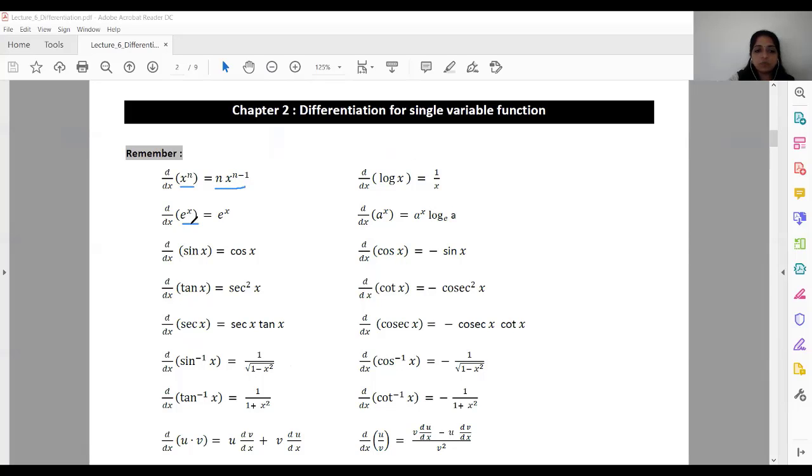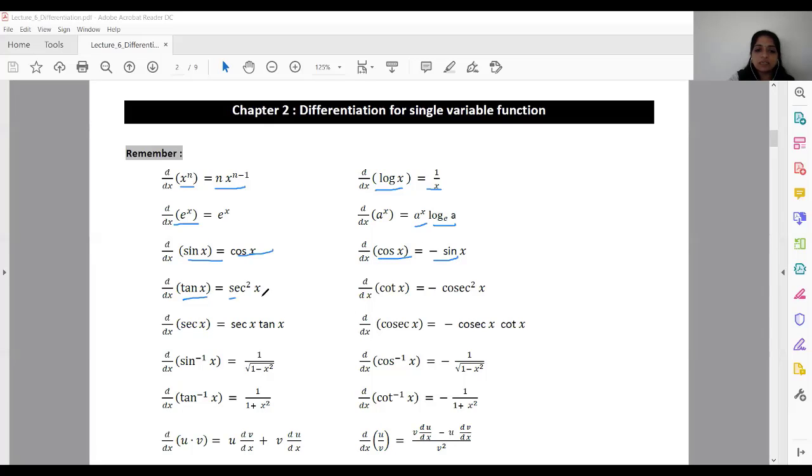The next one is exponential functions. Dear all, you all know that there is no change in the exponential term. So the derivative of e raised to x is e raised to x itself, right? The derivative of sin x is cos x. Similarly, the derivative of log x is 1 upon x. Then a raised to x, where a is any constant. So the derivative of a raised to x is a raised to x into log a, where the base is e. The derivative of cos x is minus sin x.